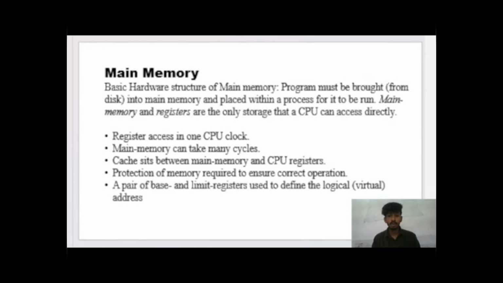A program must be brought into main memory and placed within a process for it to be run. Then main memory and registers can be directly accessed by the CPU to run the program. These are the points: registers are accessed in one CPU clock, while main memory can take many cycles.